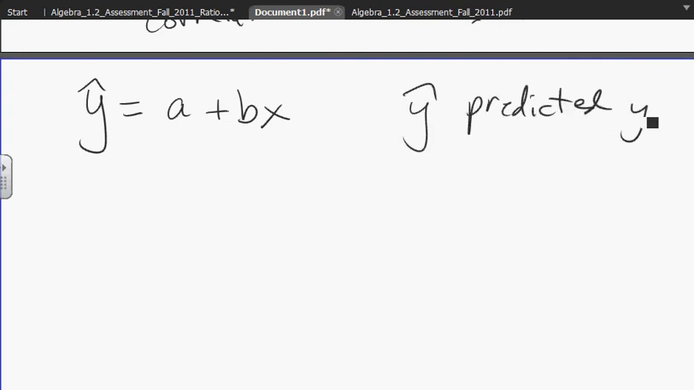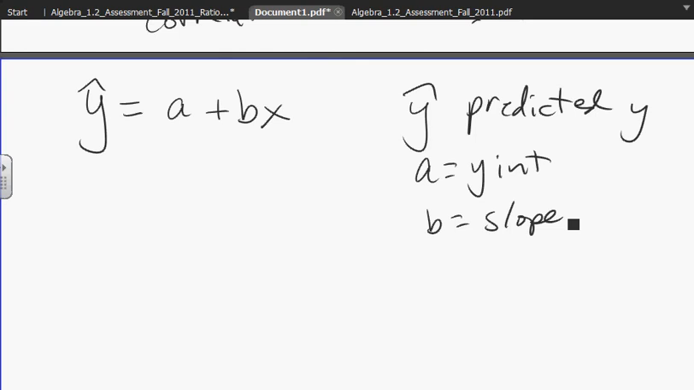It's a party hat, yeah. It's a carrot is what it's called. But in stats we call it a y hat. Okay? And if I look at this equation, y hat equals a plus bx, what's a? The y-intercept. What's b? Slope. So a is the y-intercept and b is the slope.